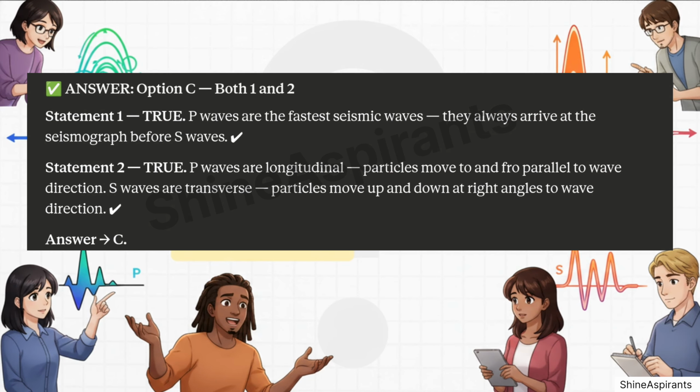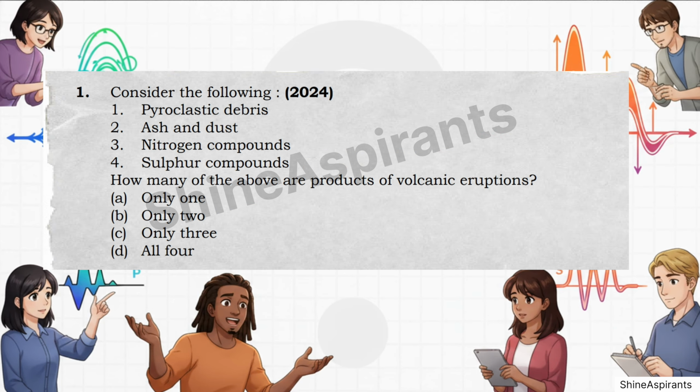Answer, option C, both 1 and 2. Statement 1 true. P waves are the fastest seismic waves, they always arrive at the seismograph before S waves. Statement 2 true. P waves are longitudinal, particles move to and fro parallel to wave direction. S waves are transverse, particles move up and down at right angles to wave direction. Answer C.